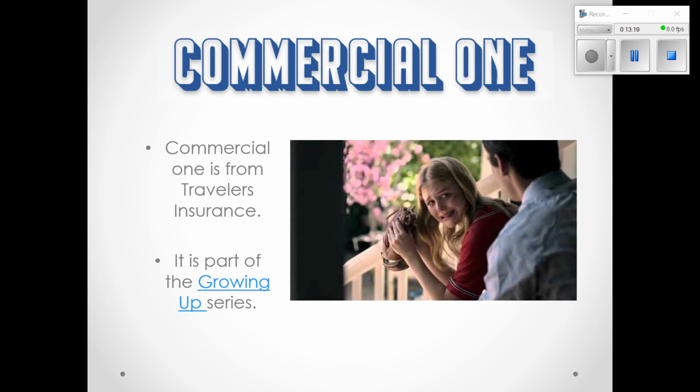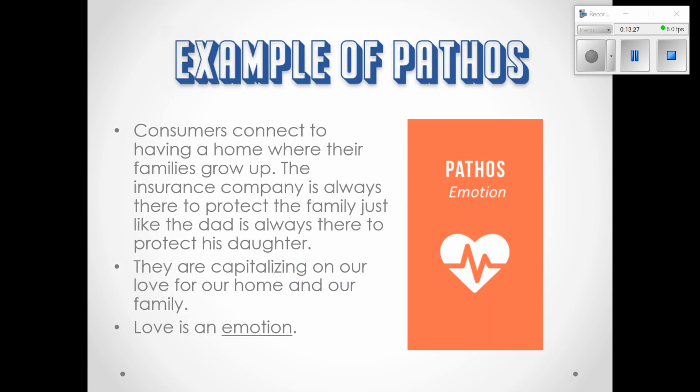And in the commercial, as you can see, there is emotion going on. And when we think of emotion, we should automatically think of pathos. Okay, so pathos is when advertisements want to appeal to emotion. So the consumers connect to having a home where their families grow up. The commercial is about having a home where the family grows up. They want to protect their family and they want to be there for their family. So they're capitalizing, or they're building off of, our love for our home and for our family.